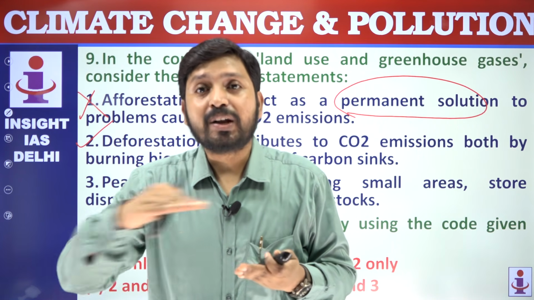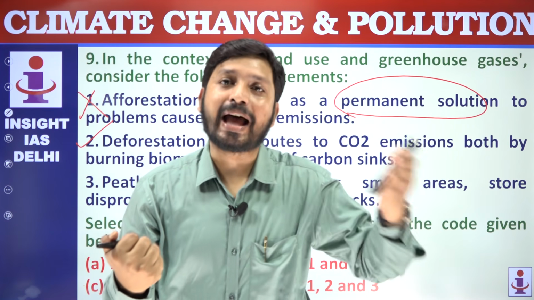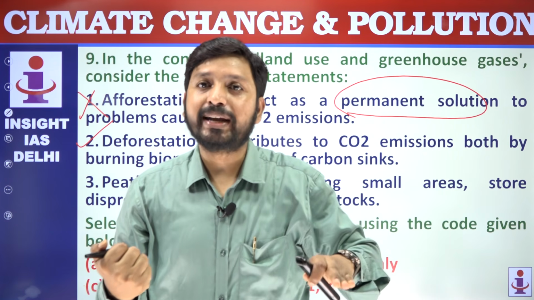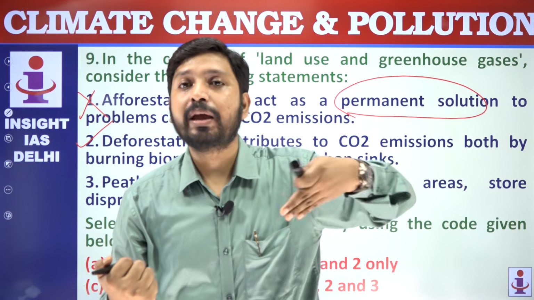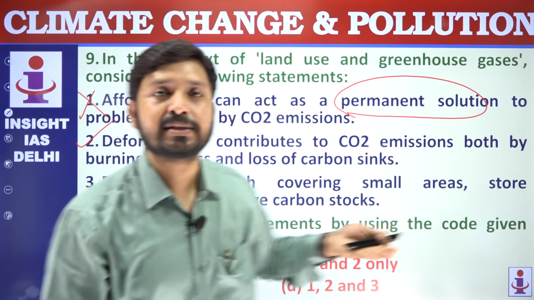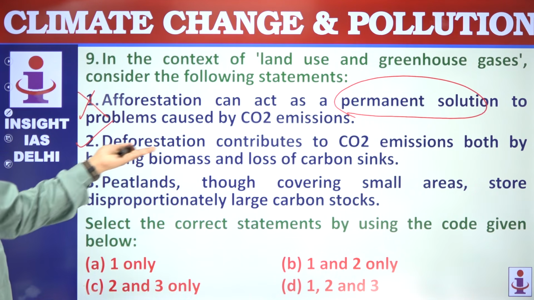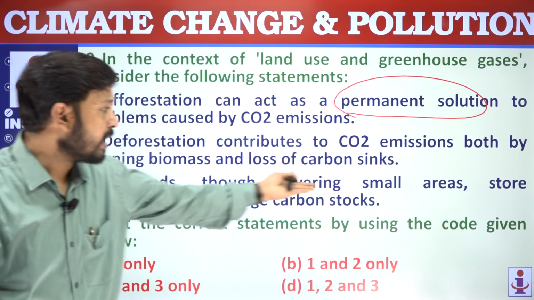But when we cut down this forest, this carbon sink is reducing on one hand. On the other hand, because of cutting down, if this tree is burnt, it will release more emissions. So on one side the carbon sink is reducing, on the other side emissions are increasing. So this is the right statement. It contributes to CO2 emissions both by burning biomass and loss of carbon sink.